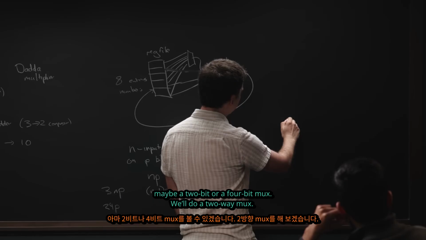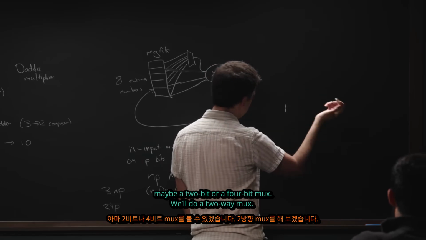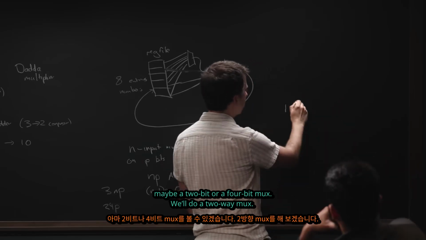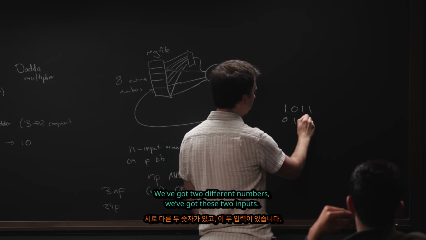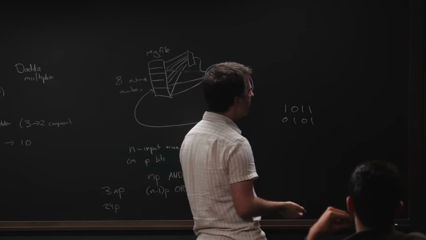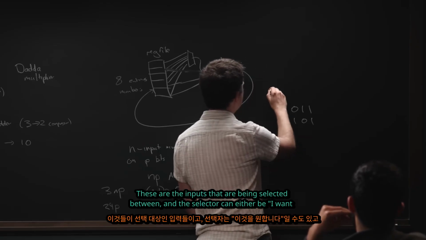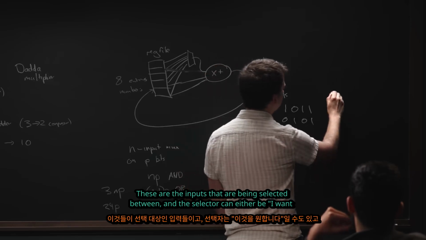It might be helpful to just see what a mux looks like, maybe a 2-bit or a 4-bit mux. Yeah, great. So we'll take some inputs. Maybe we'll just do a 2-way mux. So we've got 2 different numbers. We've got these 2 inputs, which are the inputs that are being selected between, and then we have a selector.